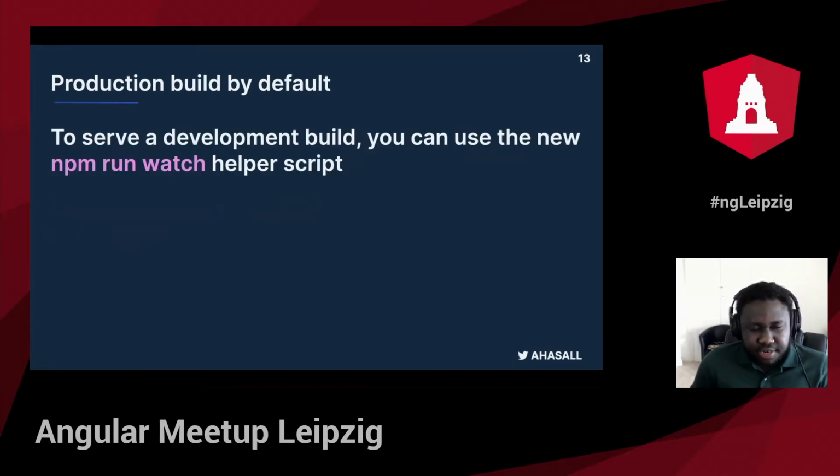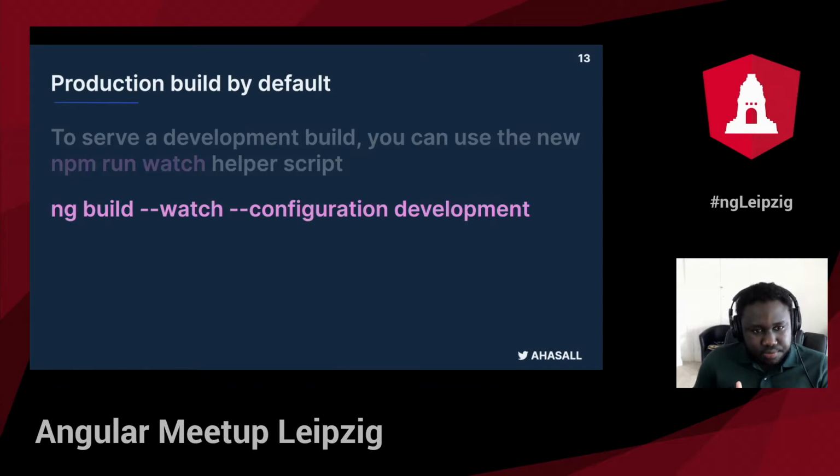You can also serve a development build. So before we could do ng build watch, and it would do a development build and serve it so that you can test it. Today, because the default mode is to build in production, well, there are some changes. And with version 12, we have a new helper script that is added to the package.json file when you new up a new Angular application. And basically, it does ng build --watch and passes the development configuration.